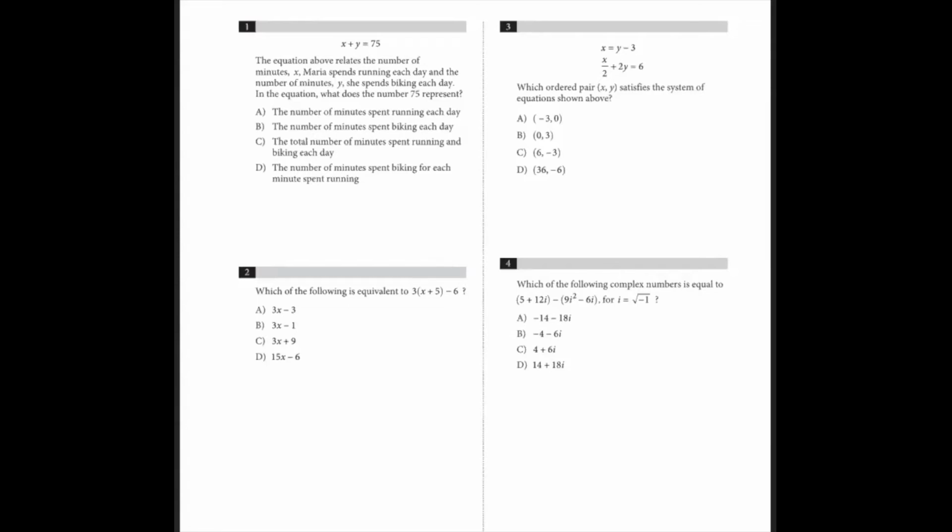It says, the equation above relates the number of minutes, x, Maria spends running each day, and the number of minutes, y, she spends biking each day. In the equation, what does the number 75 represent? I know this equation is in a weird format, but all they're doing, from the stem of the problem, is adding the minutes of running, because x is running, and the minutes of biking. And when you add those together, you get 75. So the answer would be C.